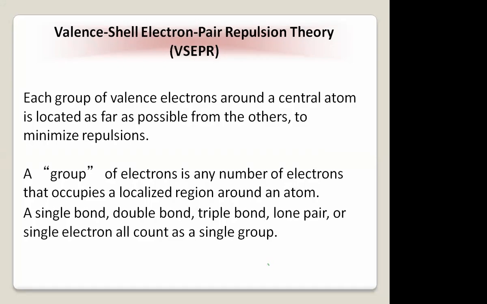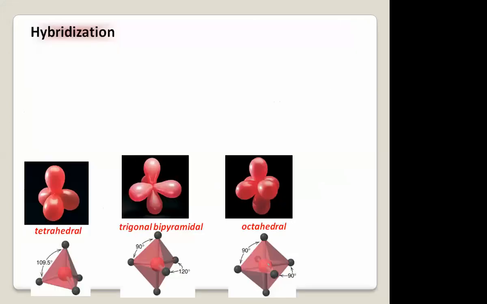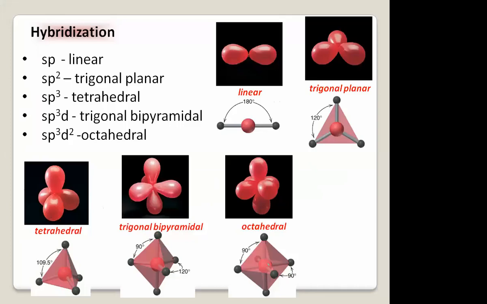So it is possible for the valence electrons to form either a single bond, a double bond, or a triple bond. Then you can also have lone pairs of electrons. A single bond is a group of bonds, a double bond is a group of bonds, a triple bond is a group of bonds, a lone pair is a group of bonds, and you can even have a single electron as a group of bonds.